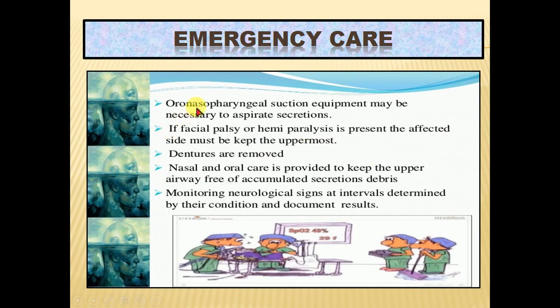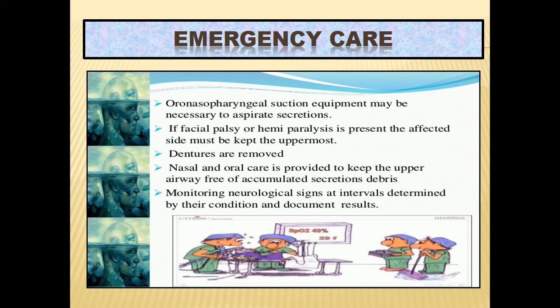Now, oronasopharyngeal suction equipment may be necessary to aspirate secretions. Okay. All of you must have taken care of an unconscious patient. You must have heard the gurgling sound. For example, if I am conscious and I have some secretions in the oral cavity, I will swallow those secretions. Okay. But the unconscious patient will not be able to do so. So, what happens is there is a pooling of secretion. So, that is why we need to do the suction.